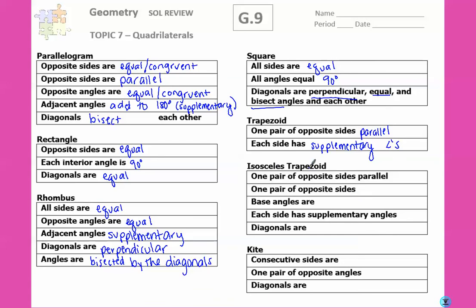In an isosceles trapezoid, there's one pair of opposite sides parallel. The other pair of opposite sides are congruent. The base angles are congruent. Each side has supplementary angles, and the diagonals are congruent.